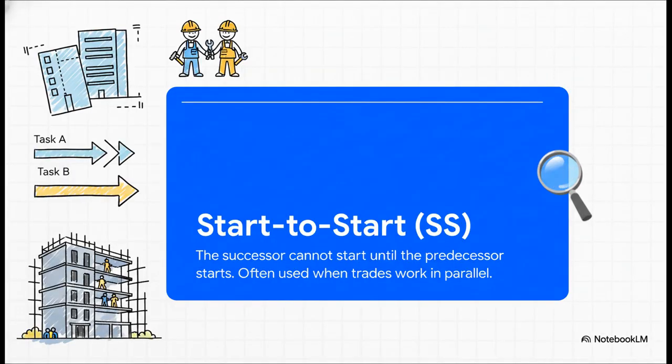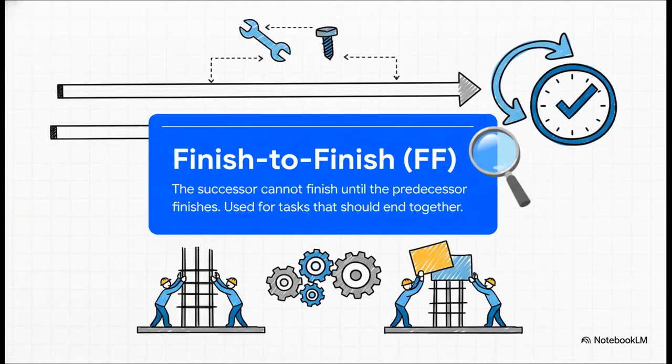Now this is where things get a lot more interesting. Start to start, or SS. With this one, a task can begin once its predecessor has started. This is absolutely perfect for modeling work that happens in parallel. Think about an electrical crew following a plumbing crew from one floor to the next. They don't have to wait for all the plumbing on the entire project to be finished before they can get going. Next up is finish to finish, or FF.